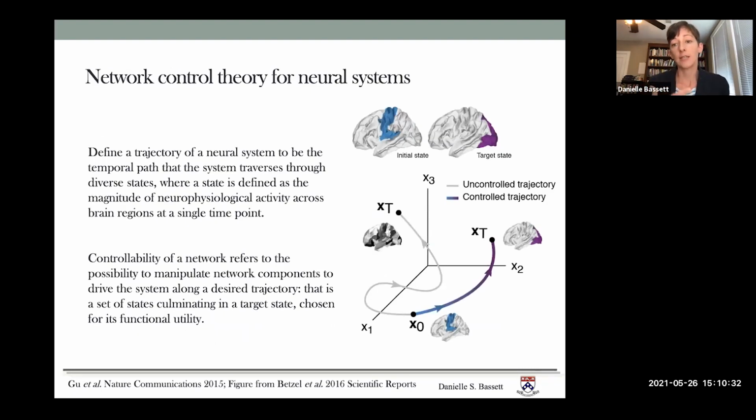So when we take those ideas and frame them in the context of neural systems, we do two things. First, we define a trajectory of the neural system to be the temporal path that the system traverses through diverse states, where a state is defined as the magnitude of neurophysiological activity across brain regions or neural populations or individual neurons, depending on the scale that you're investigating, at a single time point. So controllability of a network then refers to the possibility to manipulate network components to drive the system along that desired trajectory. And that is a set of states culminating in this target state chosen typically for its functional utility.